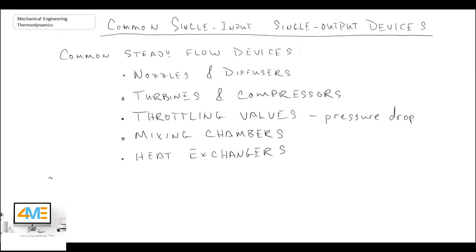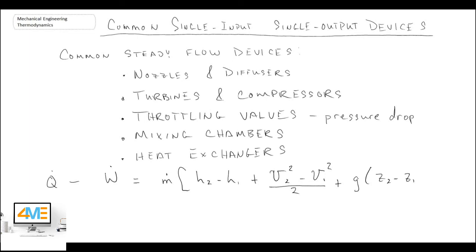So, simplifying the first law, it will remain the same on the left-hand side. So we have Q dot minus W dot. But then on the right-hand side, you can sometimes pull out the mass flow rate. And then you will have something like this. You have the change in enthalpy plus the change in kinetic energy plus the change in potential energy. And in this, 1 denotes inlet state, and 2 denotes the exit state.